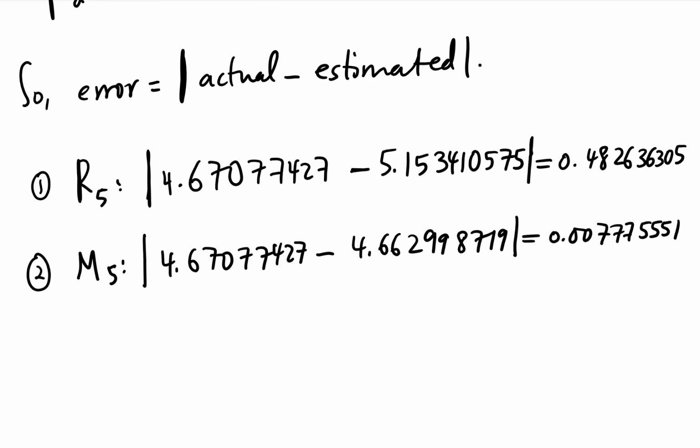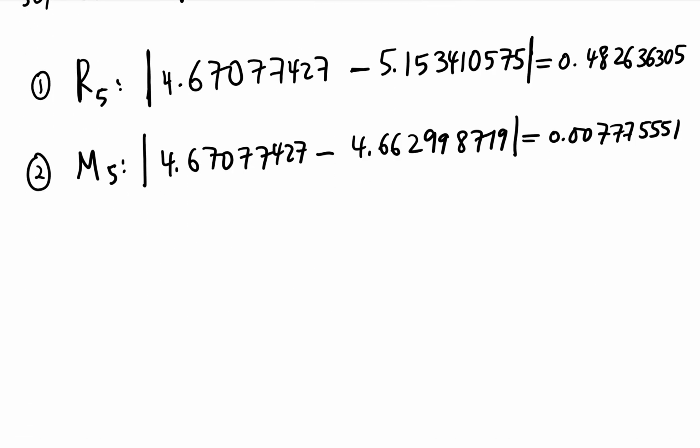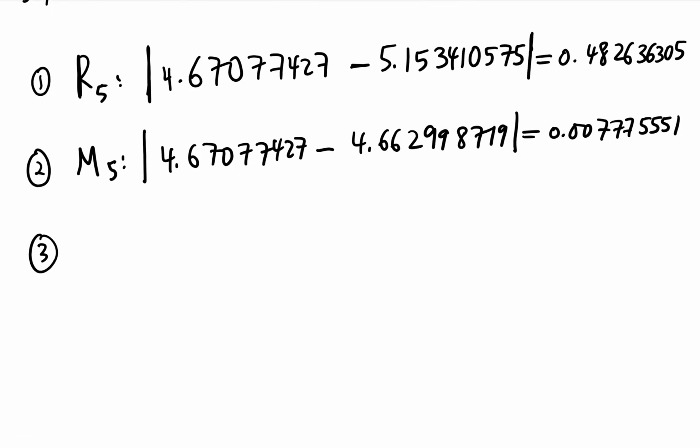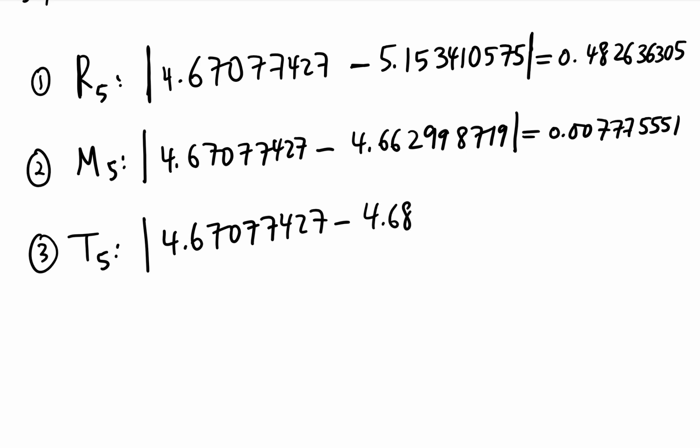For the last one, the trapezoidal one, T sub 5, 4.67077427 minus, for the trapezoidal it was 4.686333148, and if you subtract this, you get 0.01555888784.